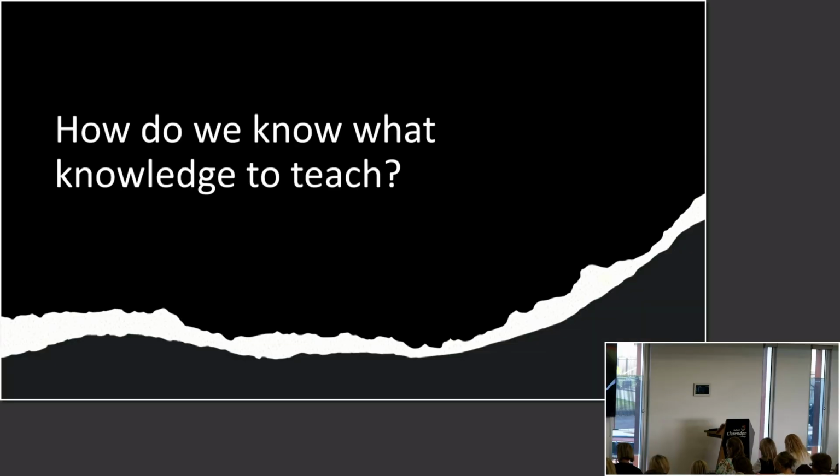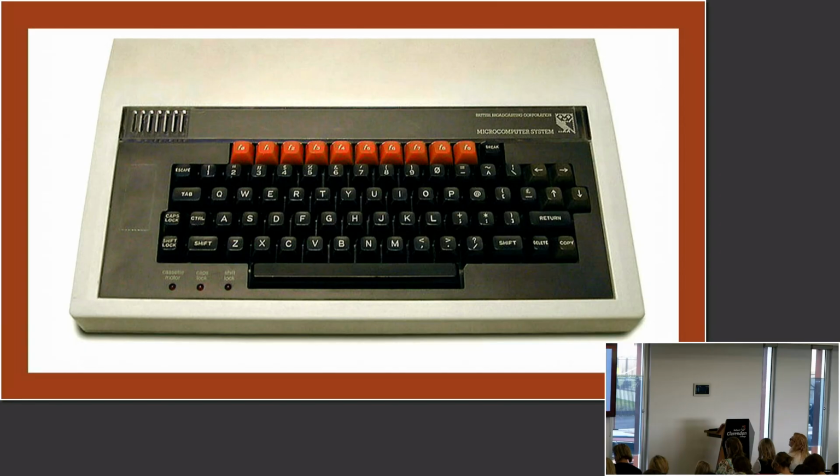How do we know what knowledge to teach? I never quite stick to my plan. I've sort of prefigured this already. This is the political argument. That there is a BBC microcomputer.